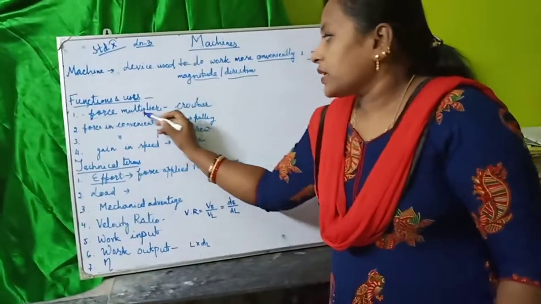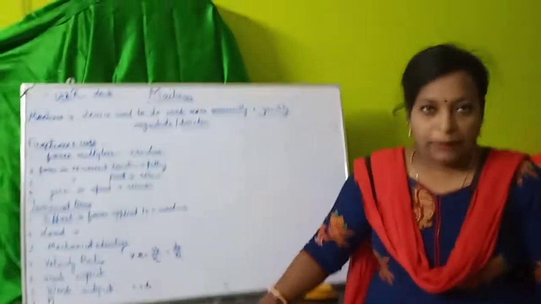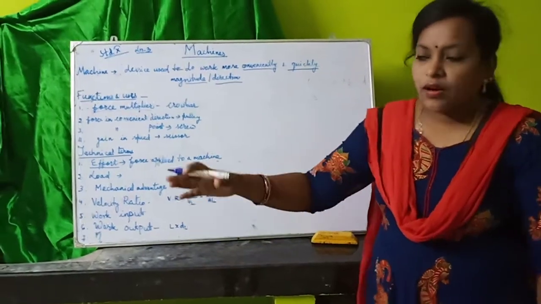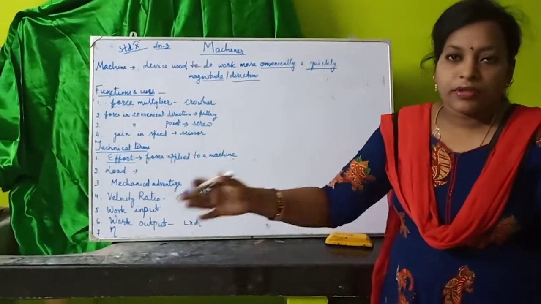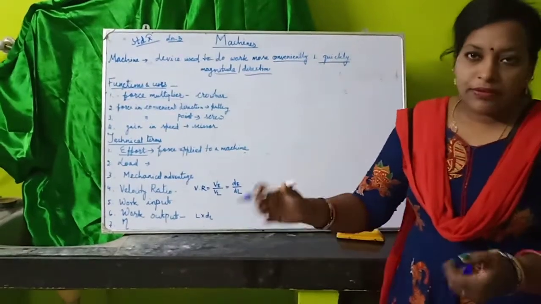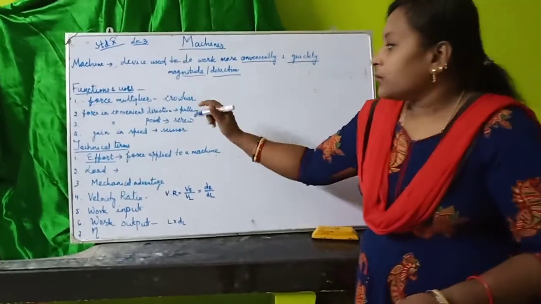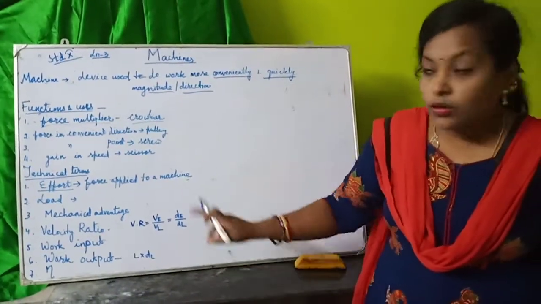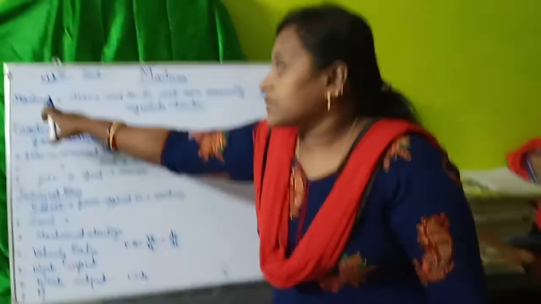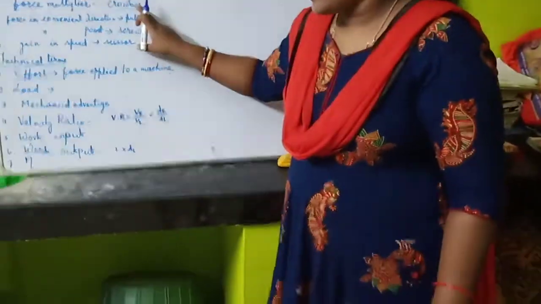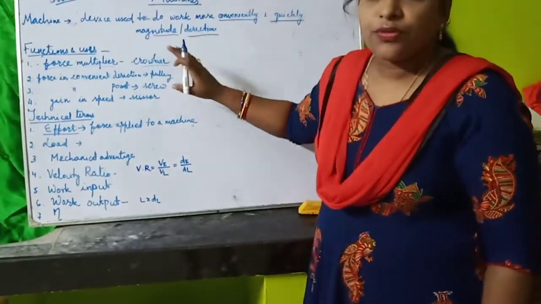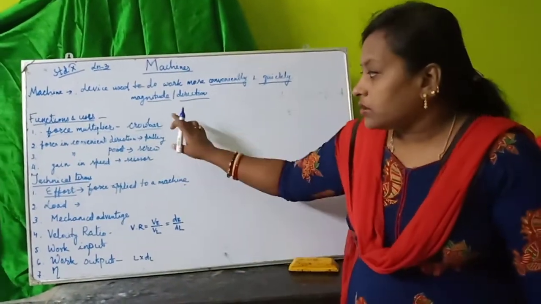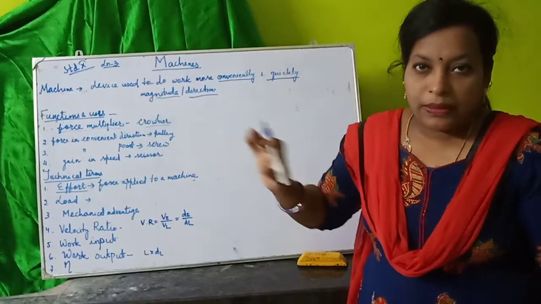First one is, a machine can act as a force multiplier. Sometimes there is a heavy rock which you want to lift or change its position. You cannot lift it. So what do you do? You take the help of a crowbar. Here the crowbar is acting as a machine, and with a little force using the crowbar, you can change the position of a big rock. So here the crowbar acts as a force multiplier.